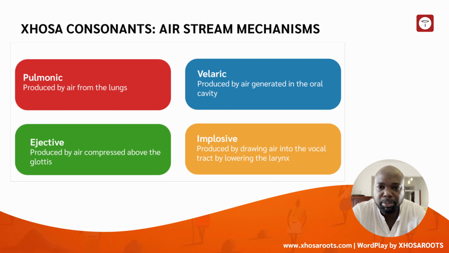We have sounds that are produced by air that's compressed above the glottis, and these are the ejective sounds. And then lastly, we have sounds that are produced by drawing air into the vocal tract by lowering the larynx, and these are the implosive sounds. These mechanisms contribute to 66 consonant phonemes found in the Xhosa language. These include the 18 clicks I've already mentioned, the velaric sounds, which are a rarity among world languages.